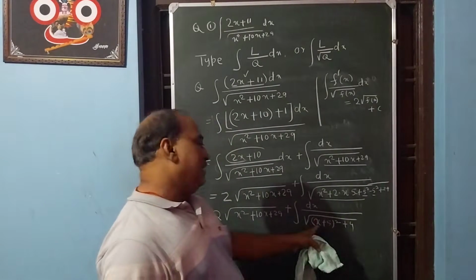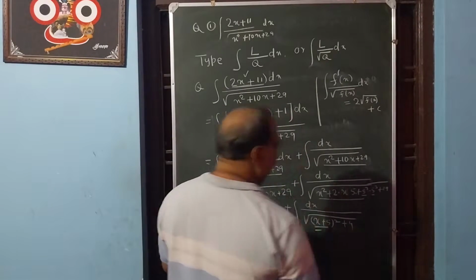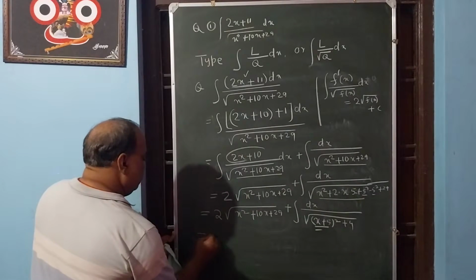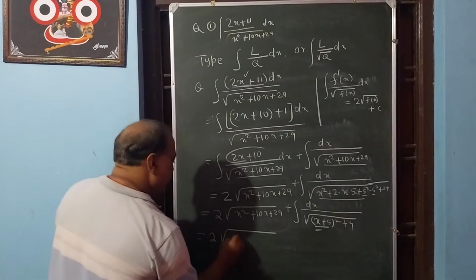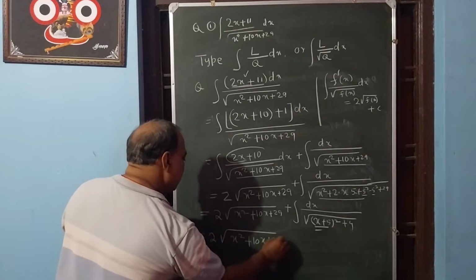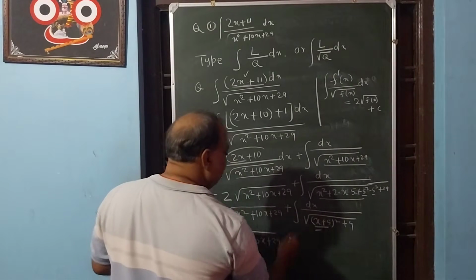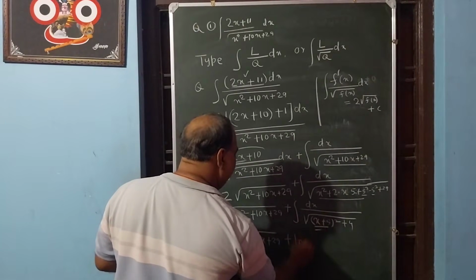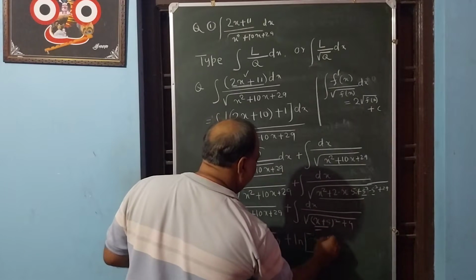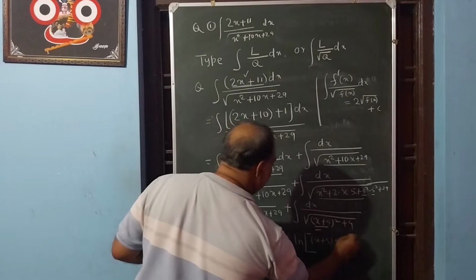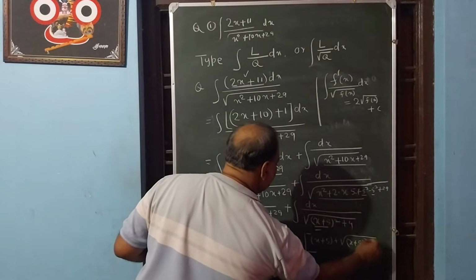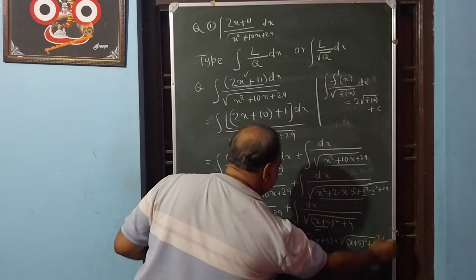Now applying the formula, x is replaced by x plus 5. Which formula will be applied? So write down, whose integration value is equal to ln of x replaced by x plus 5, that is x plus 5, plus root over x plus 5 whole square plus 4, plus c. This is the answer.